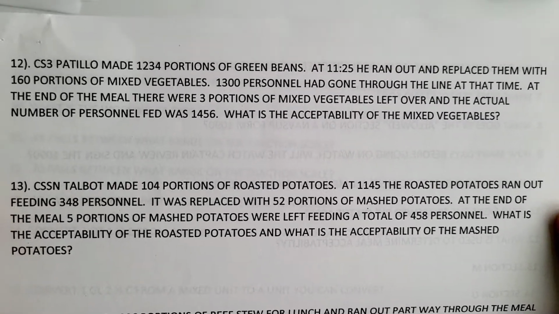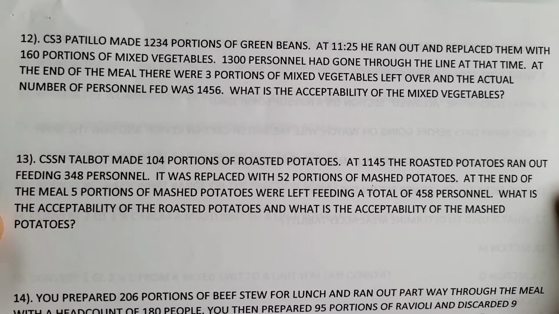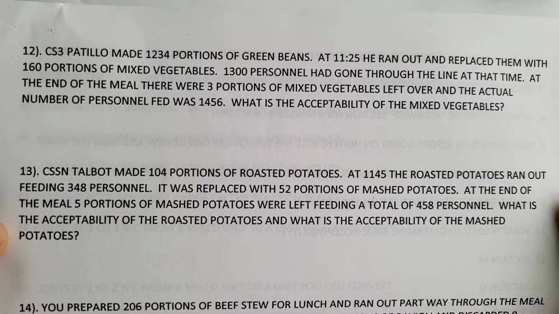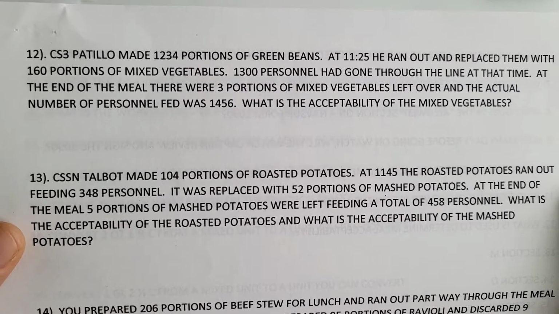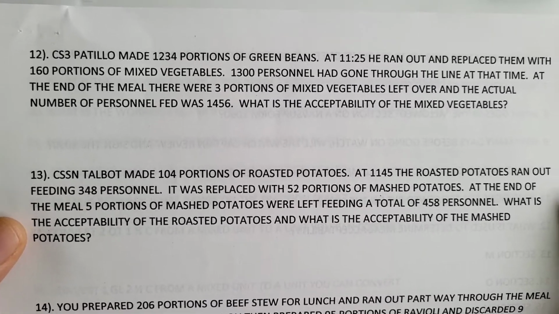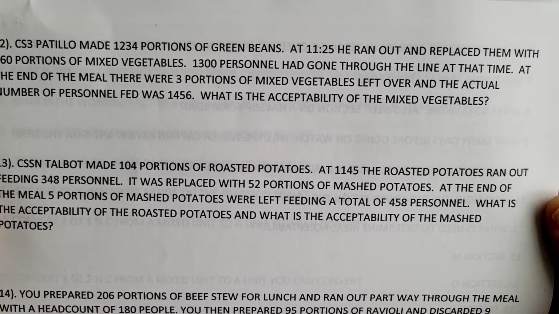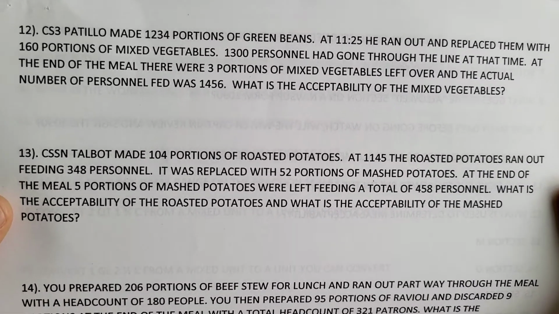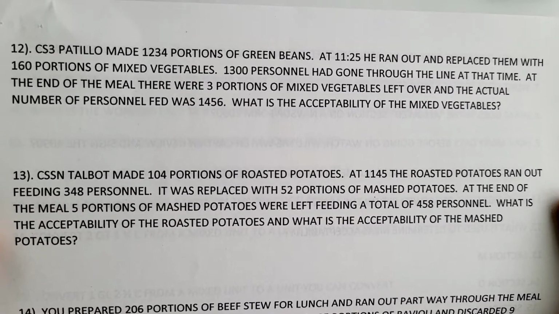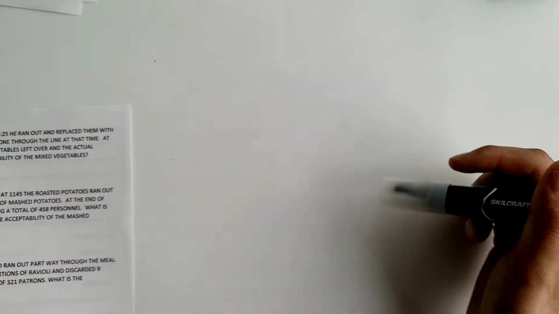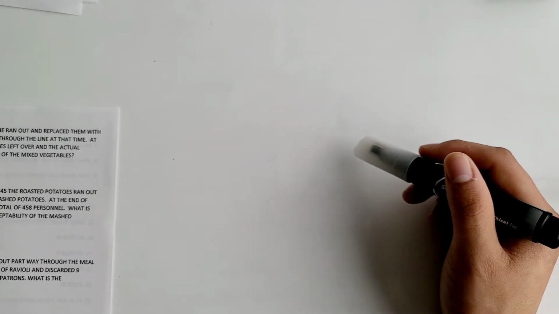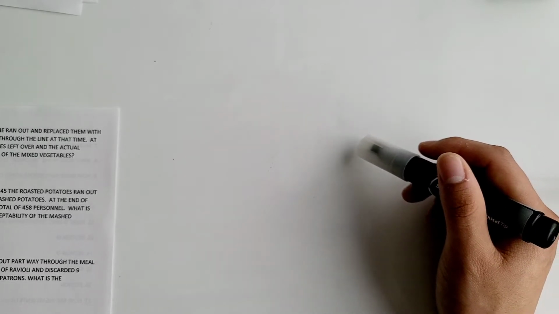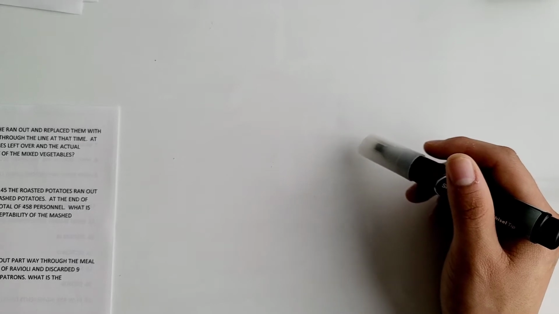So again, just by reading the question, you know you're going to be doing the acceptability, so you have to figure out which method to use. In this case, you see you have roasted potatoes and mashed potatoes. So you have two different products you're going to be doing the acceptability on. So you know you're going to use your third method. Your third method is used when the menu item prepared runs out and is substituted with a different food item.